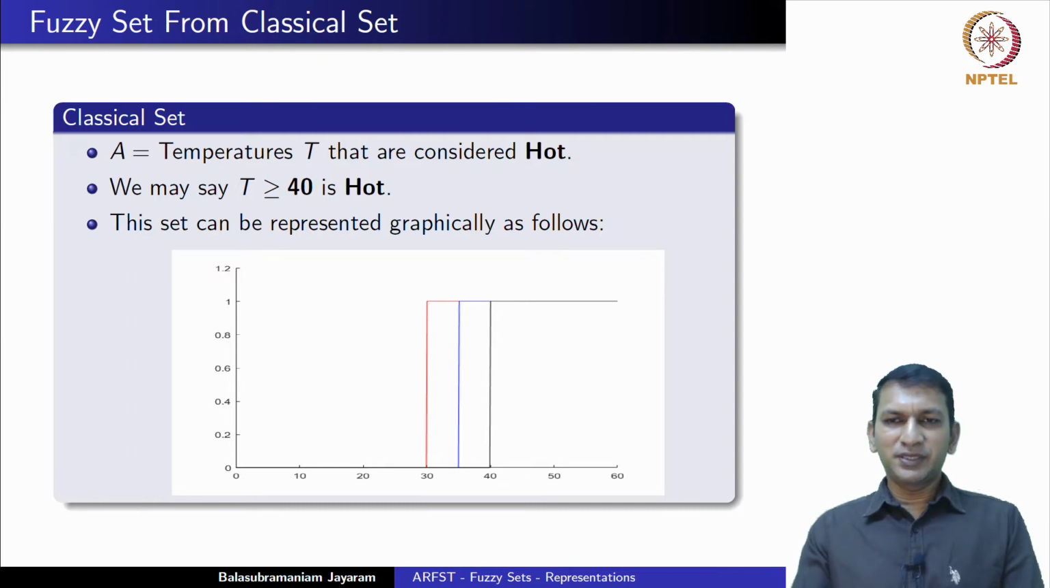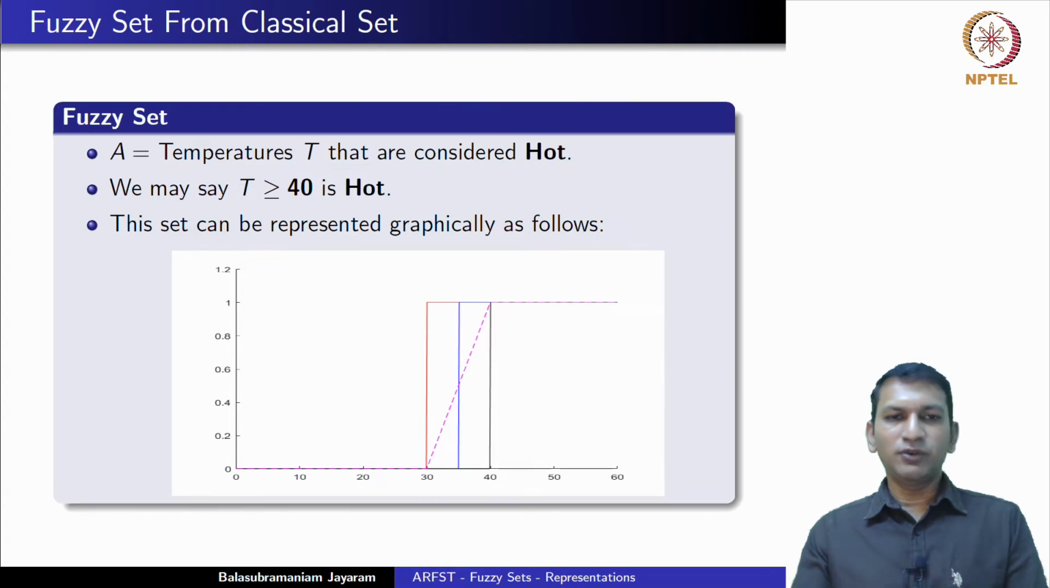So a better representation, or better capturing of this concept which has been expressed through their opinions, could be having a function of this type. That is, till 30 it is 0, above 40 it is 1, but between 30 to 40 it seems to be linearly interpolating the values between 0 and 1. Now, this is the idea of a fuzzy set. So this is how we would like to generalize a classical set to a fuzzy set.